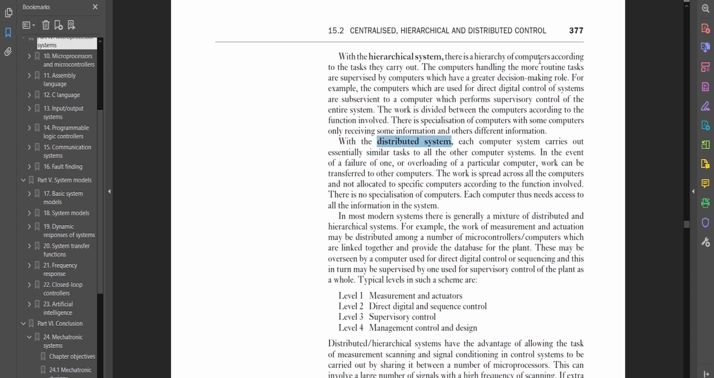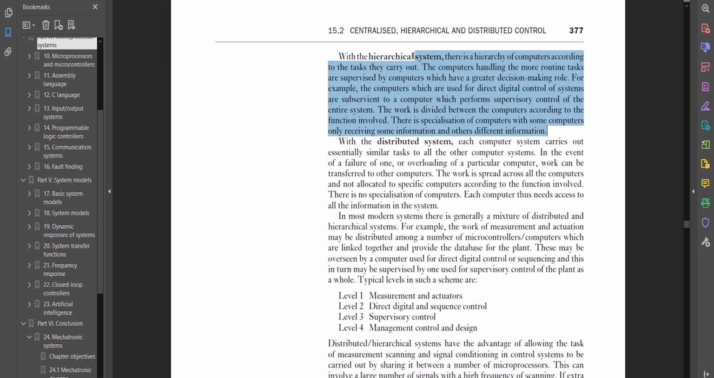With the hierarchical system, there is a hierarchy of computers according to the tasks they carry out. The computers handling the more routine tasks are supervised by computers which have a greater decision-making role. For example, the computers which are used for direct digital control of systems are subservient to the computer which performs supervisory control of the entire system. The work is divided between the computers according to the function involved. There is a specialization of computers, with some computers only receiving some information and others different information.